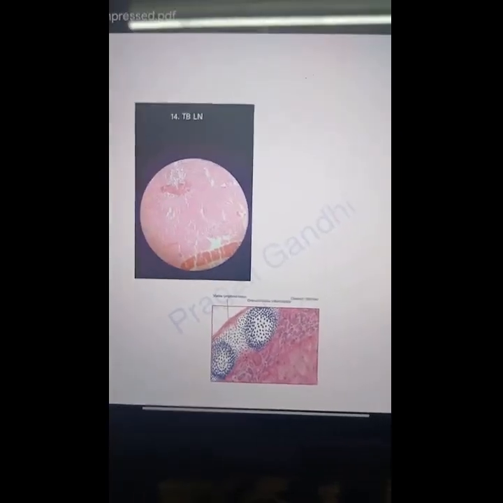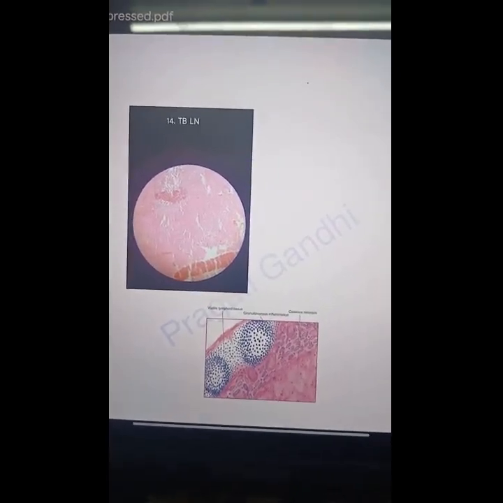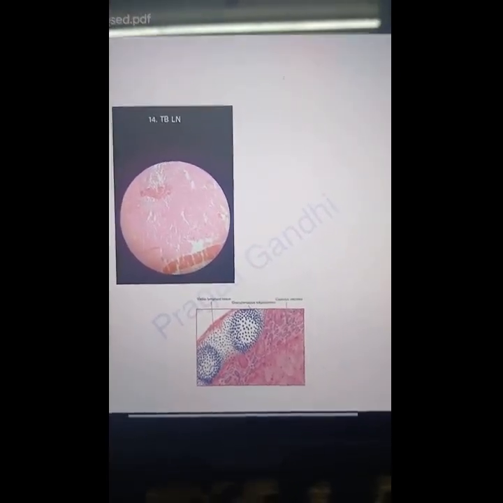Next one is TB lymph node, which was the same as discussed in the 5th microscopic slide. Let's move forward to the next one.